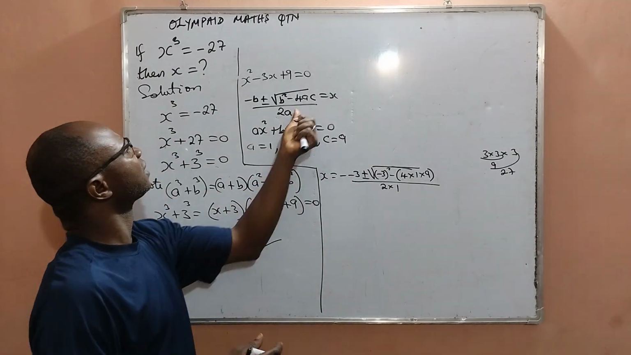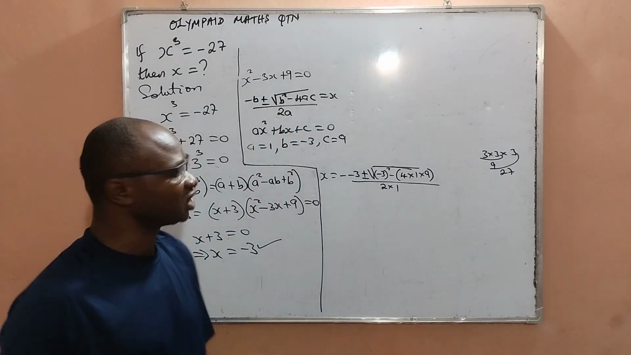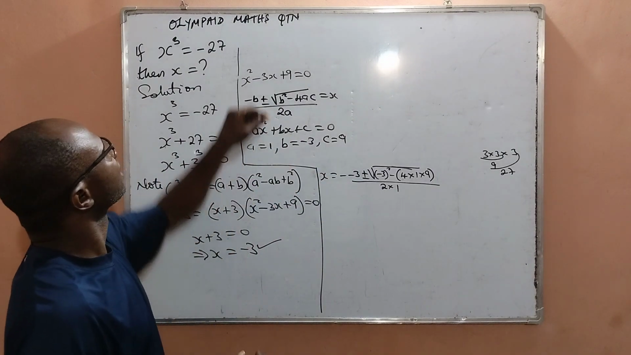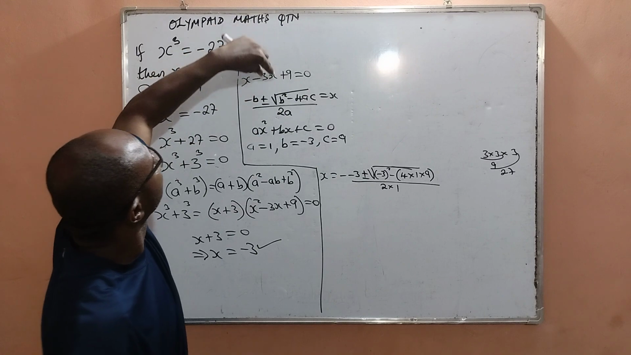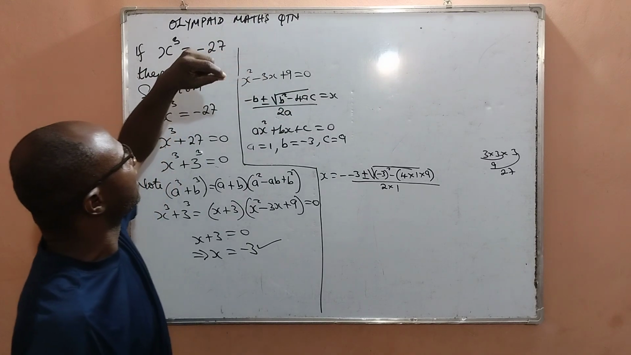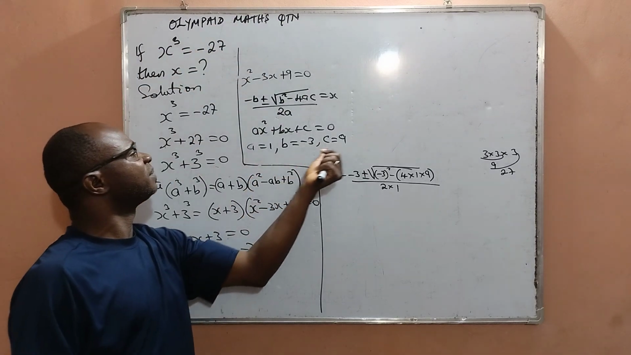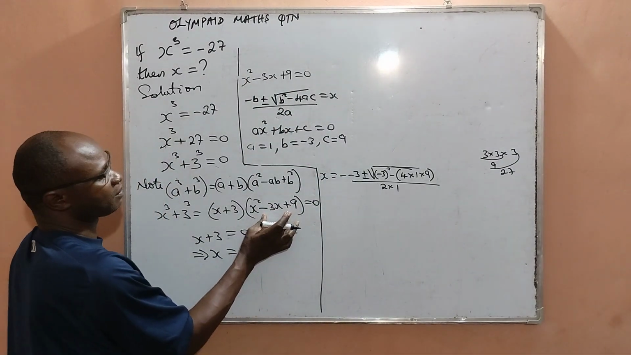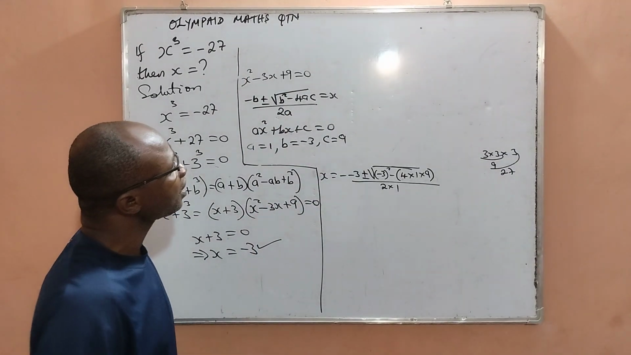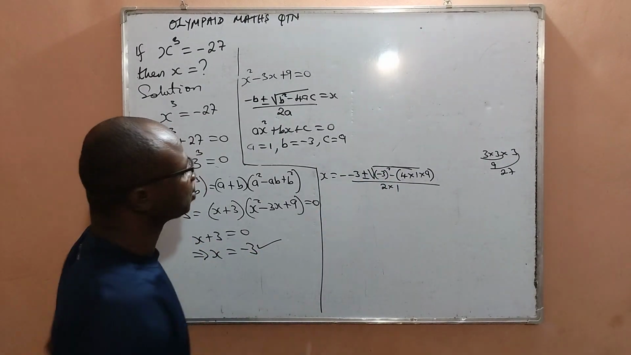I have replaced the values of a, b, and c into the quadratic formula, and these values of a, b, and c came from the quadratic equation that I have in the second bracket. Very good. Now, I will simplify it.